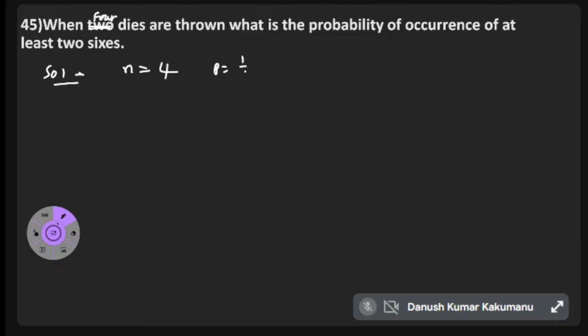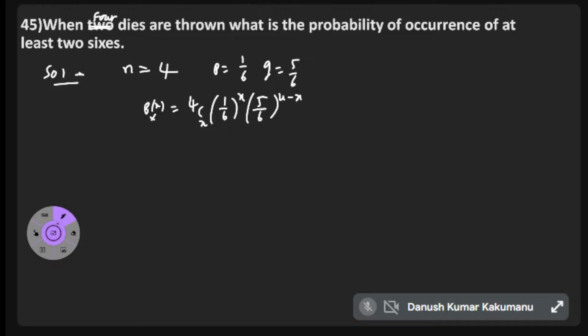1 by 6. And not getting the 6 is what? 5 by 6. 1 by 6, 5 by 6. Now immediately write the probability P of x is equals to what? 4cx, p to the power of x, q to the power 4 minus x. This formula is clear, binomial distribution.